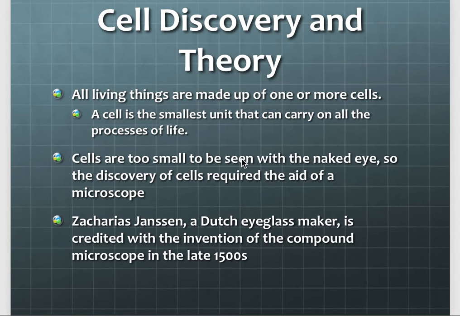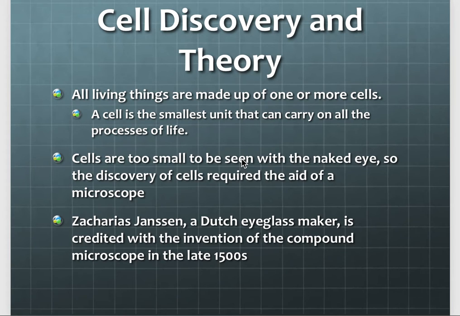Cells are actually too small to be seen with the naked eye, so they had to have the aid of a microscope. Now, if you think back, guys, there was very little known about any of this, and there wasn't any electricity, so their microscopes didn't plug in. But they knew that the cells were too small and that they needed something to help magnify the image.